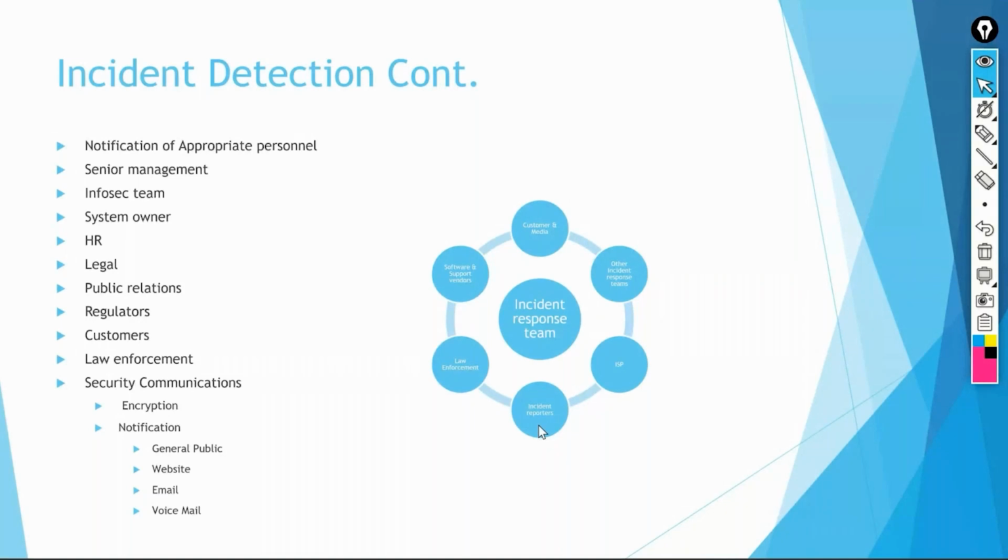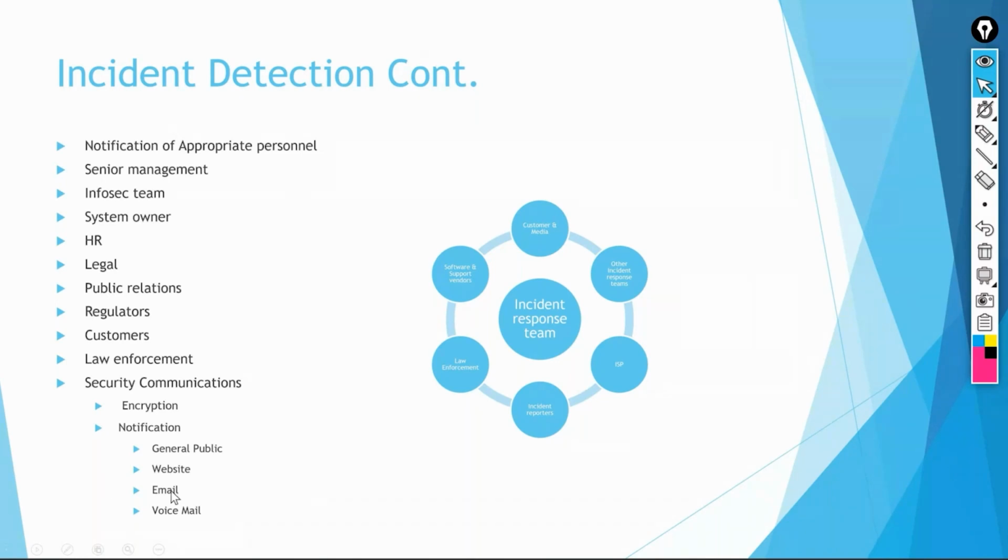We need to inform the regulators, customers, and law enforcement. Whatever communications are happening within the organization about the incident should be encrypted. You can also post the status of the incident, like what the organization is doing to address the incident and recover. You can have a proper notification to the general public through the website, email, and voicemail.